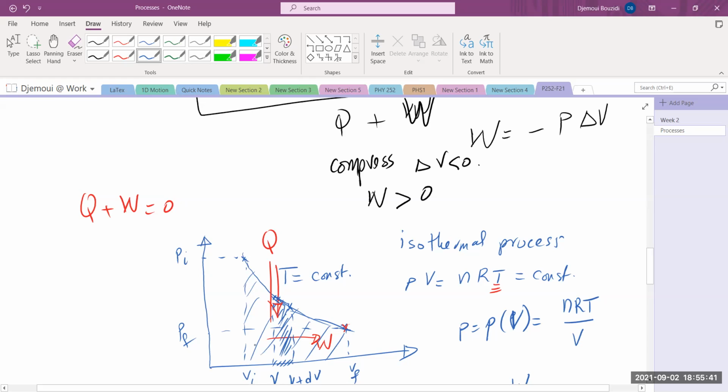Does this process make sense to you guys? We calculated everything for it: work, heat, and energy. Make sense? So far, so good?